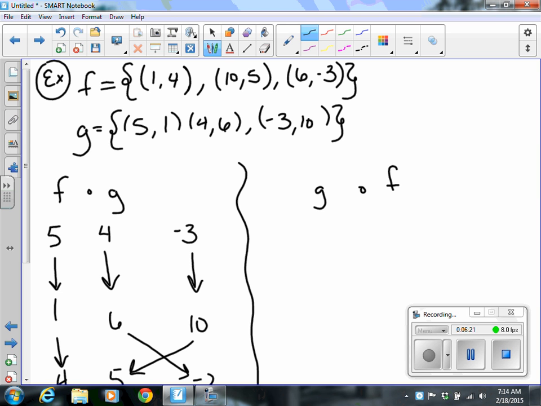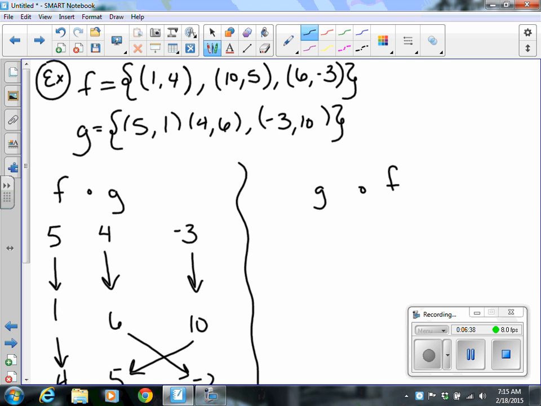Alright, you should be mapping out the composite of G to F, and I want you to give me the 3 points that will be at the end. So, good luck.